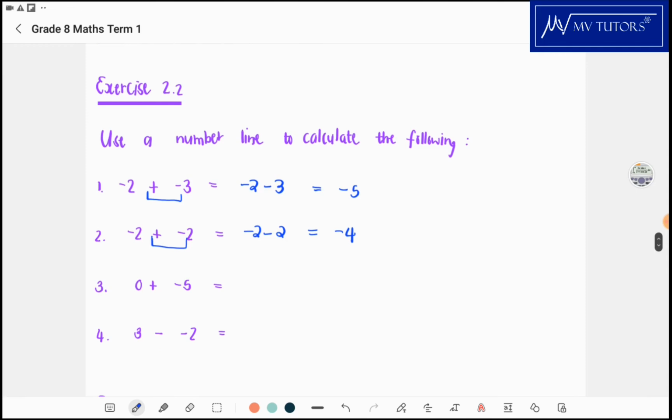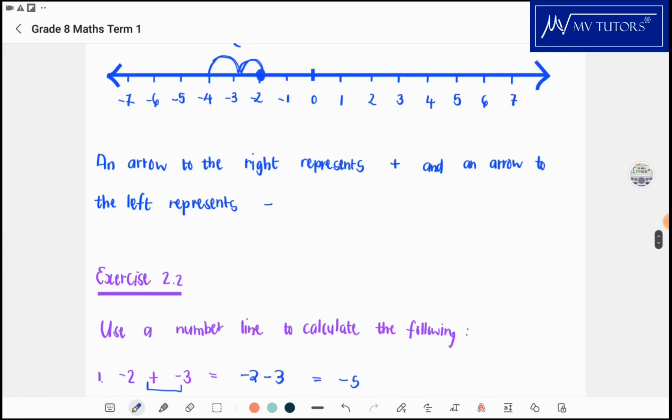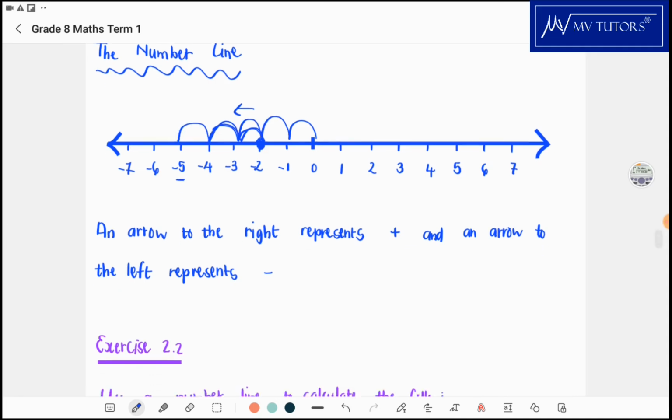And then what if we have 0 plus minus 5? Basically, the plus and the minus turn into a minus. So we have 0 minus 5. We're starting from 0 and we're going 5 units to the left. 1, 2, 3, 4, 5. We land at negative 5.